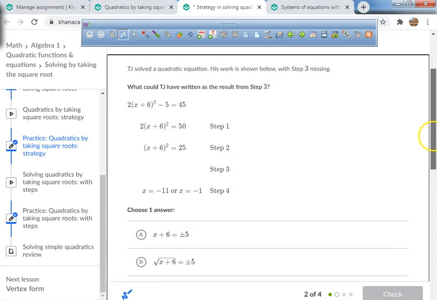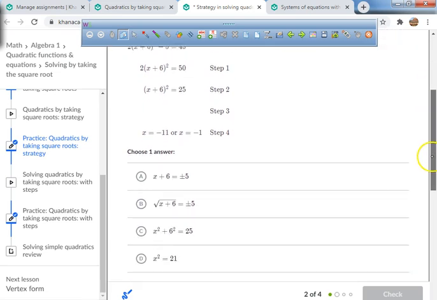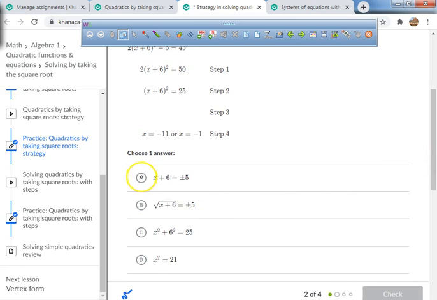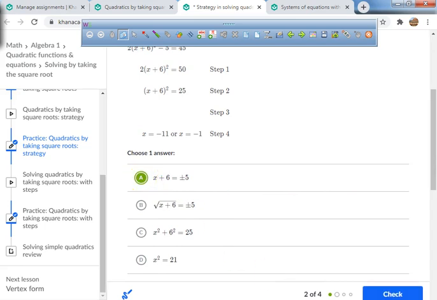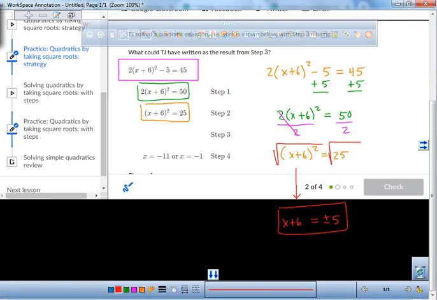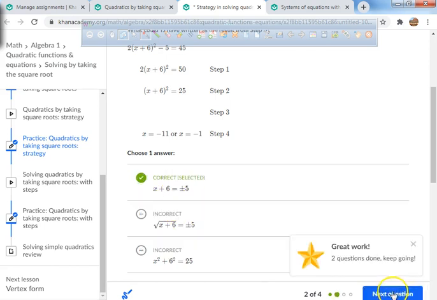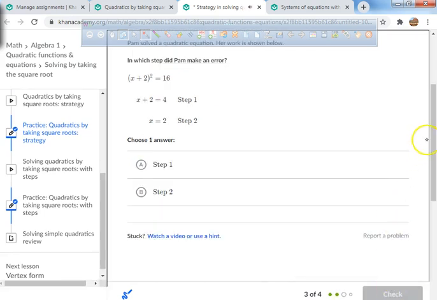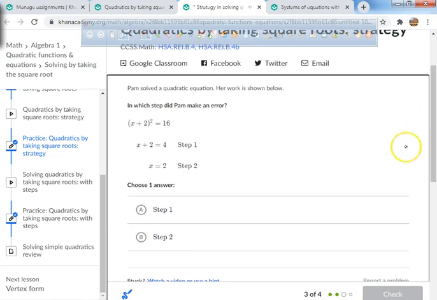x equals, ooh, anybody see an answer that looks right? Ding, ding, ding. You guys see? Look, there it is. Nailed it. Okay.